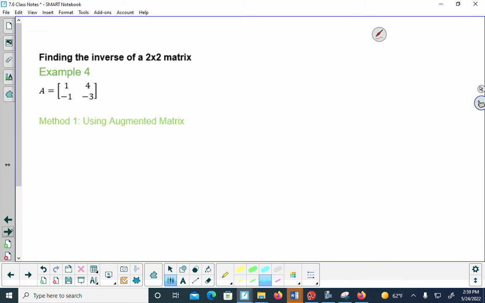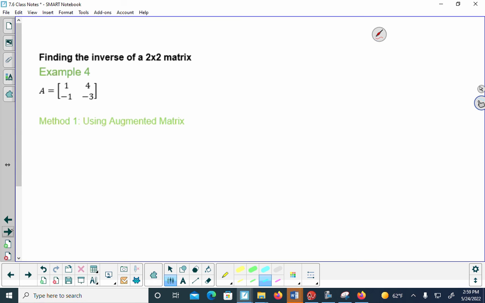All right, next one, find the inverse of a 2 by 2. So I don't want to just be able to run around and check and see if something is an inverse. I want to be able to find it. And there are two methods to find inverses of matrices. For the 2 by 2, one is called using the augmented matrix.